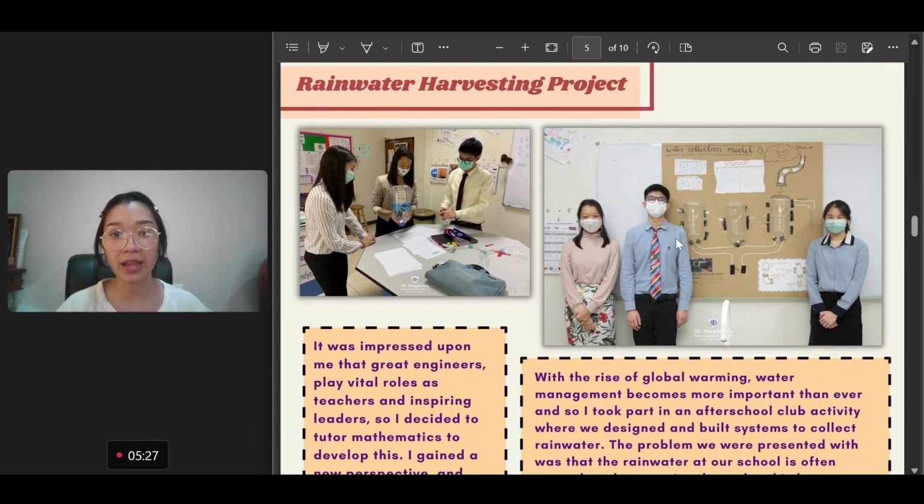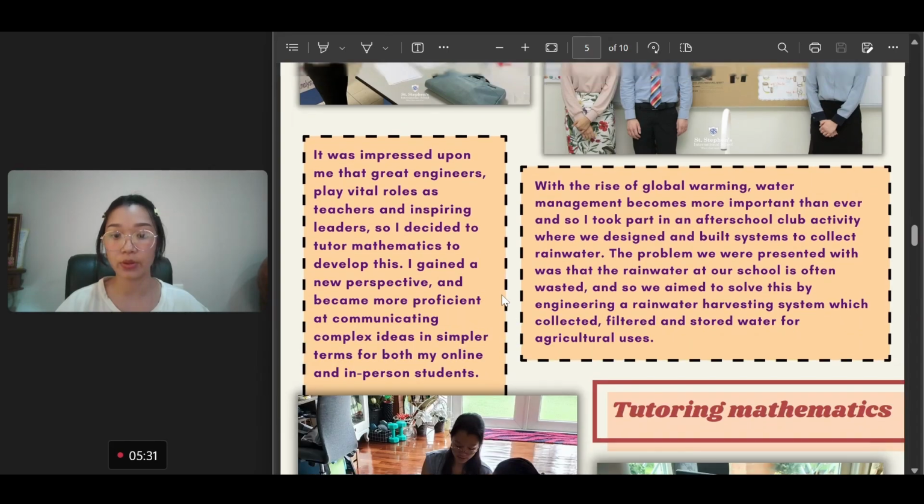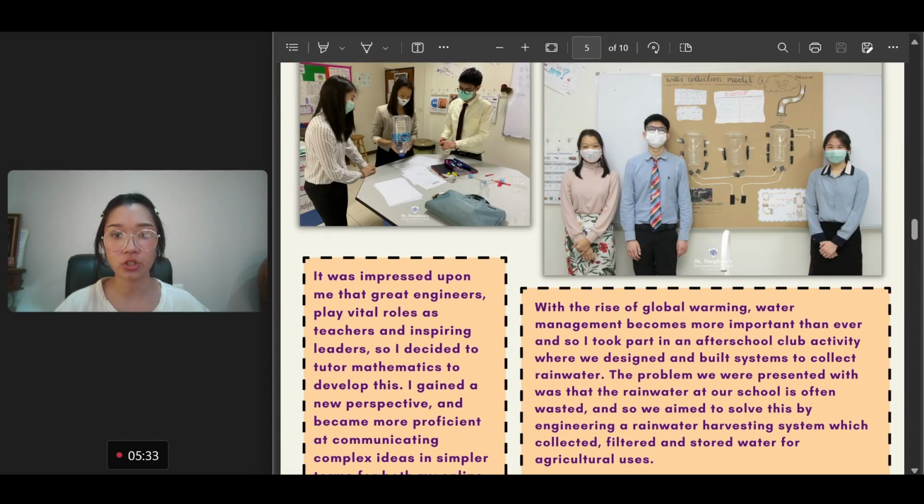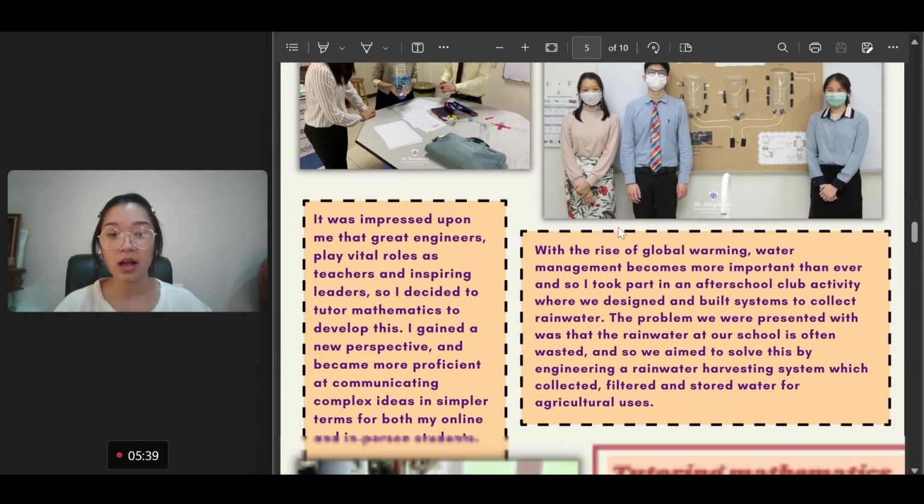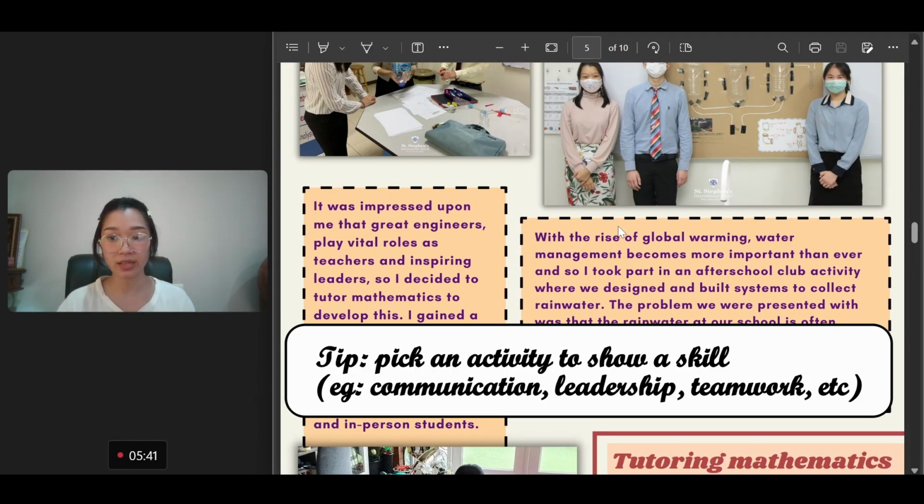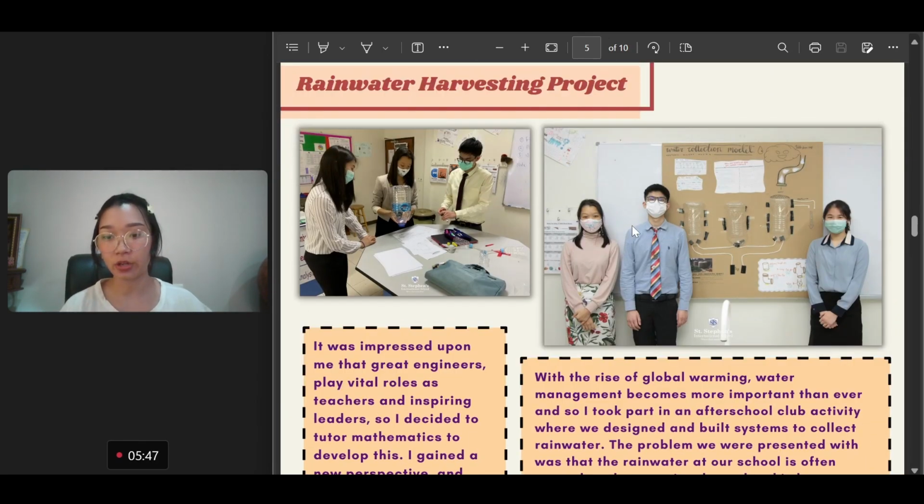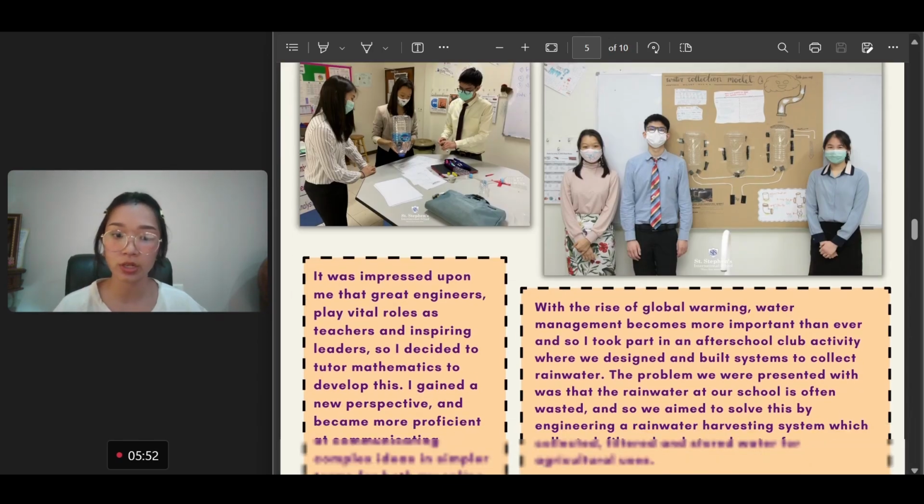Another thing I took part in was the rainwater harvesting project, which I put in here. This is where I show my skills with working with other people. So this is my communication skills. Basically, every time you pick an activity, try to pick a skill you want to show the judge. So I wanted to show that I had good communication skills, so I picked this activity, and it's kind of related to engineering as well.